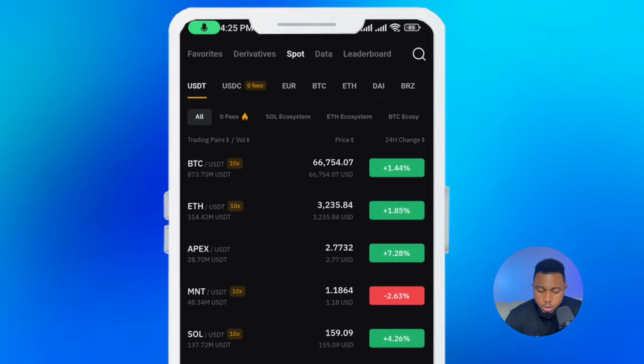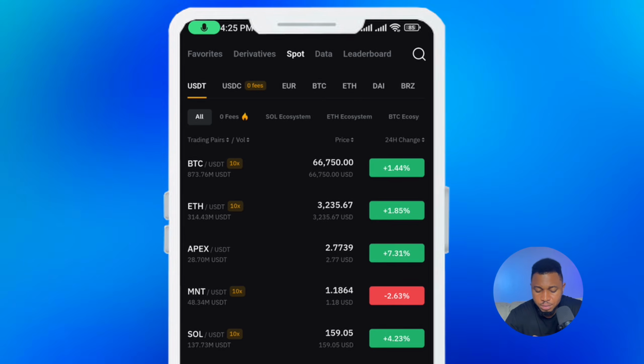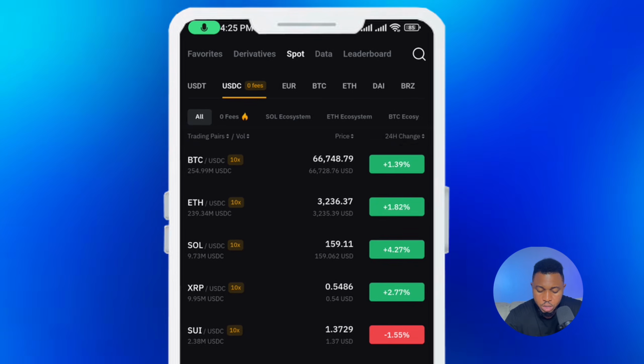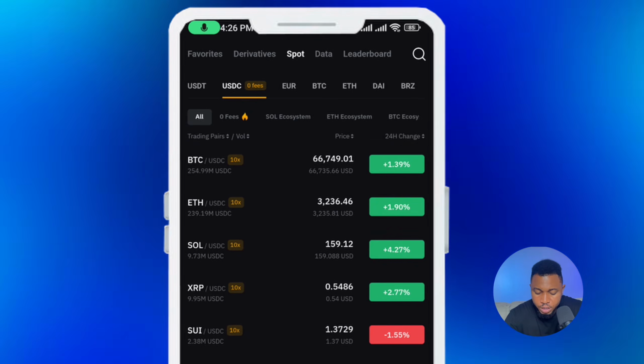The question that might be going through your mind is, what if I have USDC in my account? I can click on USDC and then I'm going to use this section. So if I want to buy BTC, I must have USDC.